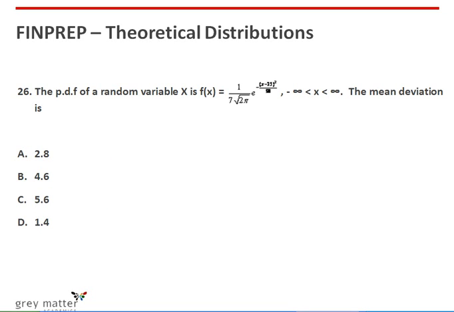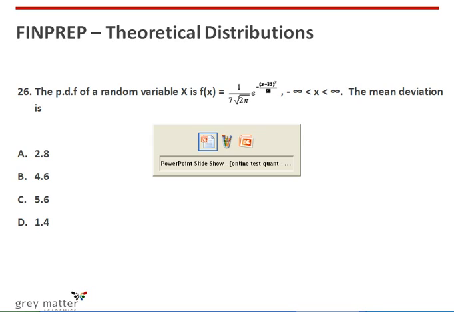26th problem, the pdf of a random variable x is given to be f of x equal to 1 by 7 root 2 pi e power minus x minus 25 whole squared by 98, where x lies between minus infinity to infinity, the standard one. The mean deviation needs to be computed.